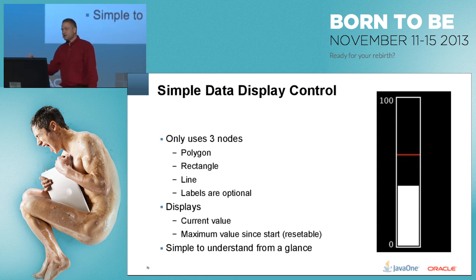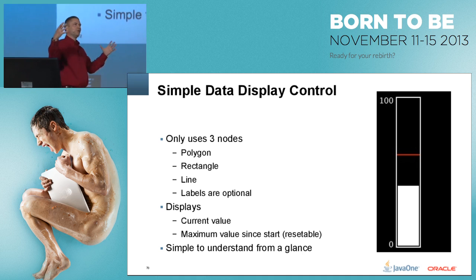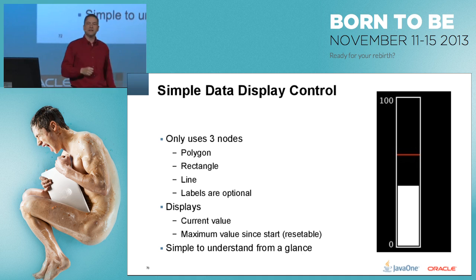I was talking to Gerrit about this, and he said that with JavaFX running on the Raspberry Pi, you need to keep the number of nodes in the scene graph small, because if you start getting very complex scene graphs, it does start slowing down.